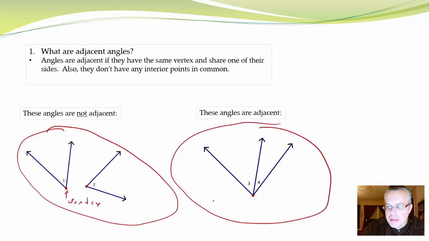3 and 4 are adjacent. They share the same vertex. They share a side here, this side right there. And if you locate a point on the inside of 3, it's not on the inside of 4. So their insides are kind of separate. That's called their interiors. So again, adjacent angles share a vertex, share a side, and they don't have any part of their interiors in common. They're next to each other, kind of like angles 3 and 4. So that's what adjacent angles are.